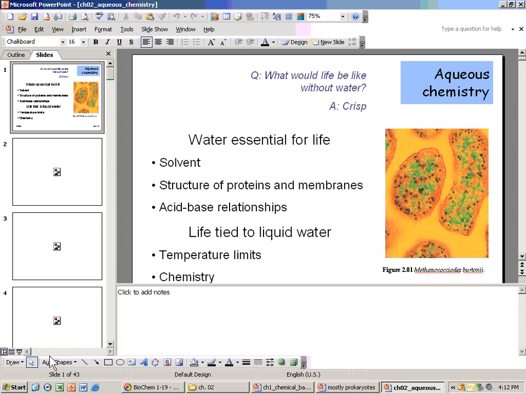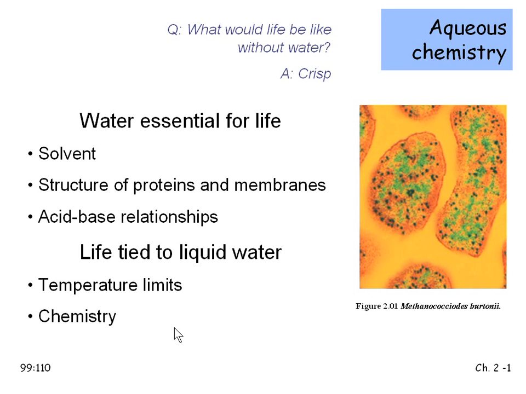Okay. So let's move on to water. Chapter 2 is sort of our first part of thinking about structural biochemistry. And oddly enough, the first thing we think about for structural biochemistry is water, which is almost the simplest molecule you could think of. This little question and answer at the top was the opening overhead in my biochemistry class: what would life be like without water? Crisp. Just think of potato chips.